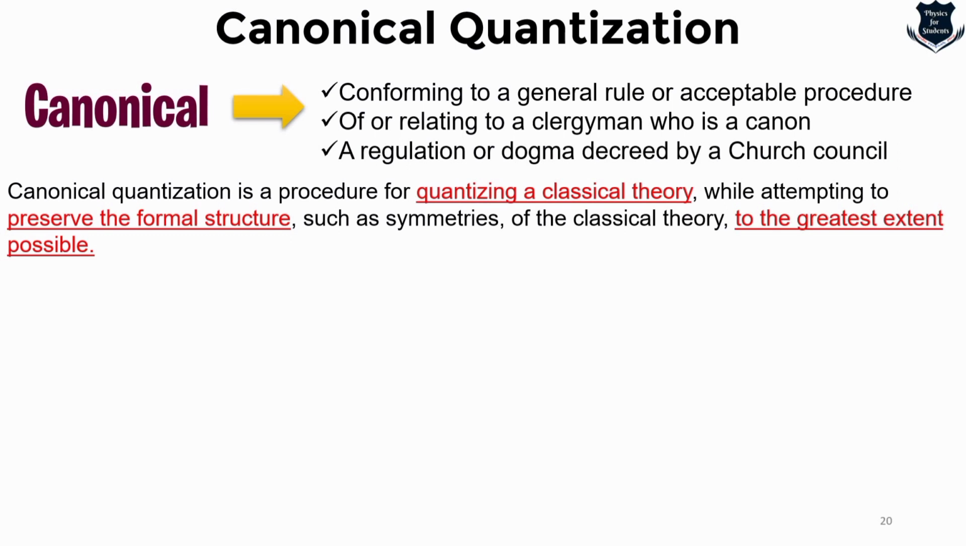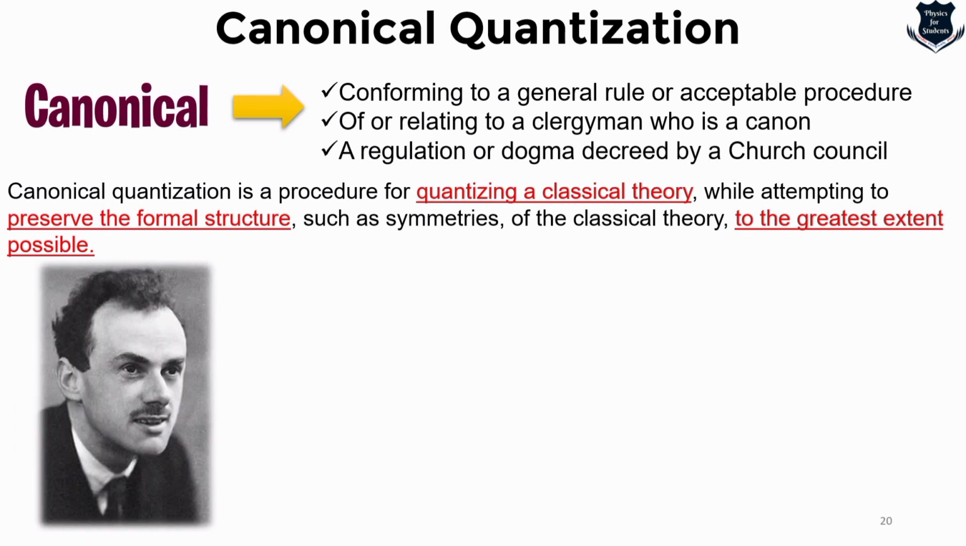So here is the definition. Canonical quantization is a procedure for quantizing a classical theory, but we will try to preserve the formal structure. That means from classical theory we are going to quantum mechanics, that is we are quantizing, but we will try to preserve the formal structure, which are symmetries, etc., to the greatest extent possible.